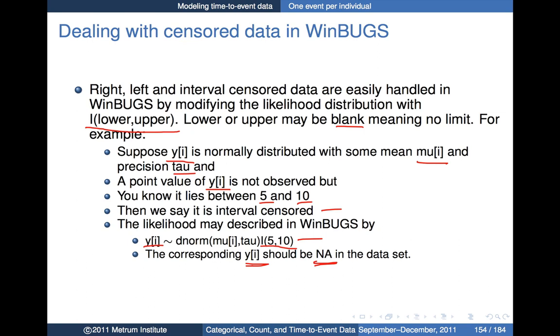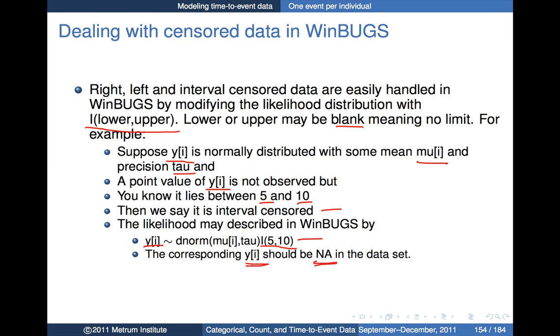So if somebody has reported the data as below quantifiable levels and you know what the minimum quantifiable level is, that would be left censored data. Basically, when you get a BQL report, that means, okay, I don't know what the concentration is, but I know it's less than the quantifiable level. And you would, in fact, use the same technique inside WinBUGS for describing that.